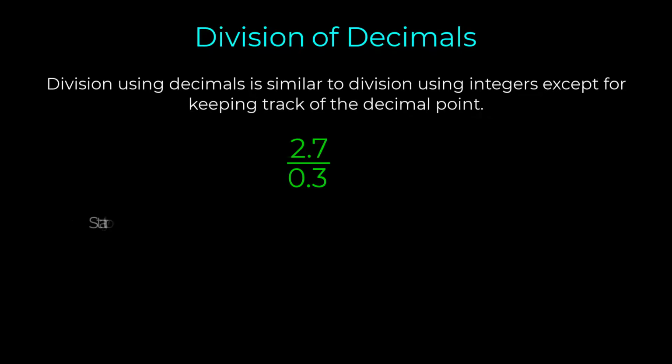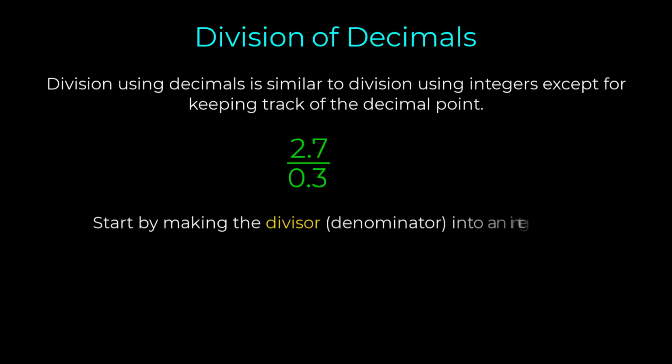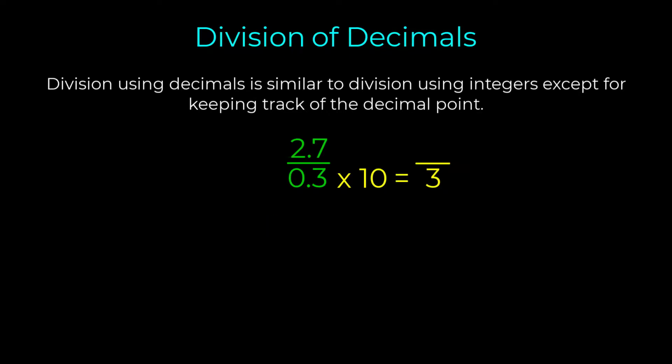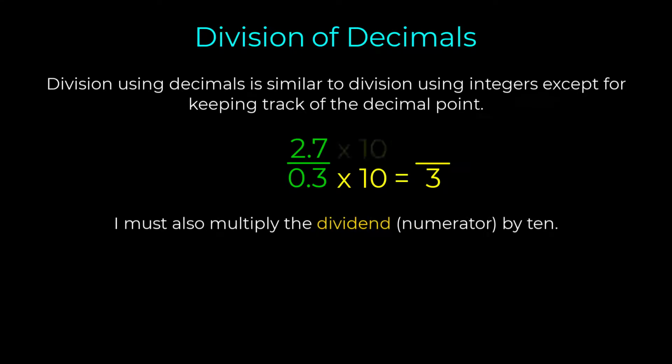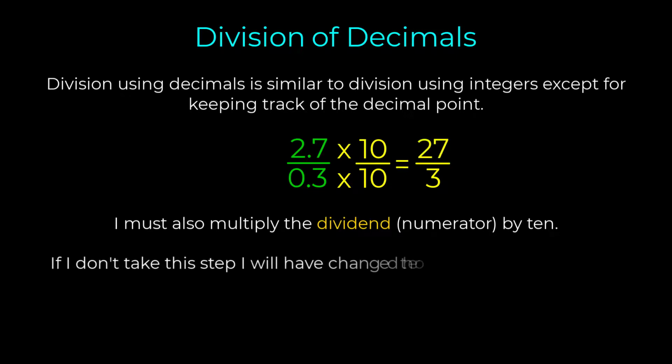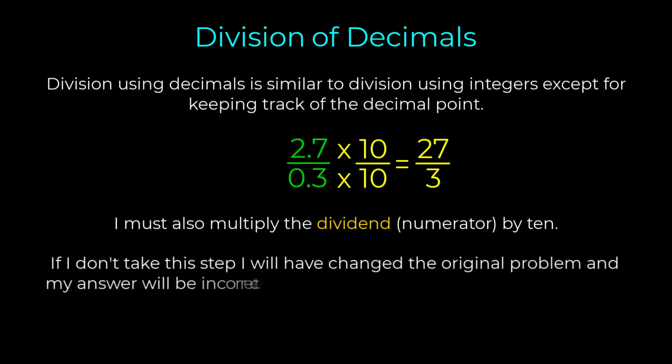We start by making the divisor, that is, the denominator, into an integer. In this case, in order to do this, I can simply multiply the divisor by 10. In doing so, 0.3 becomes 3. But if I multiply the divisor by 10, I must also multiply the dividend, that is, the numerator, by 10. If I don't take this latter step, I have changed the original problem and I won't get the right answer.